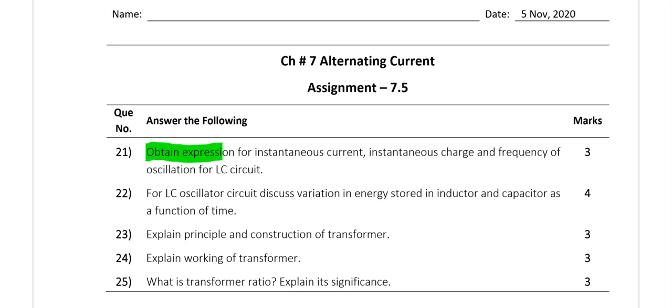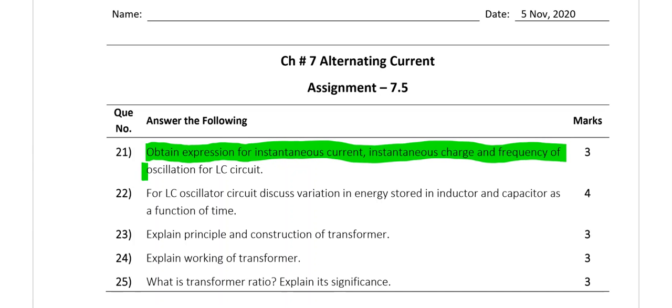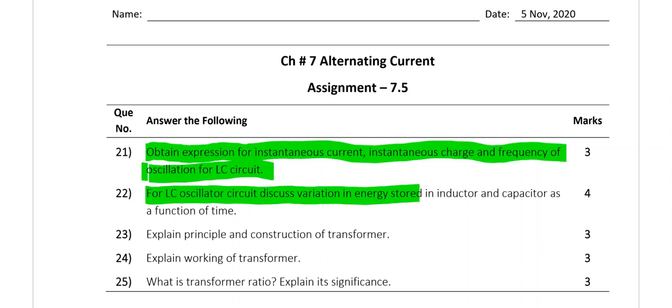Question 21 is: obtain expressions for instantaneous current, instantaneous charge and frequency of oscillation for an LC circuit. Next one is: for an LC oscillator circuit, discuss the variation in energy stored in the inductor and capacitor as a function of time. The other 3 questions we'll see in the next video. So let us start with 21 and 22.